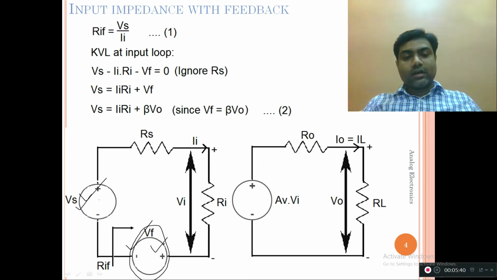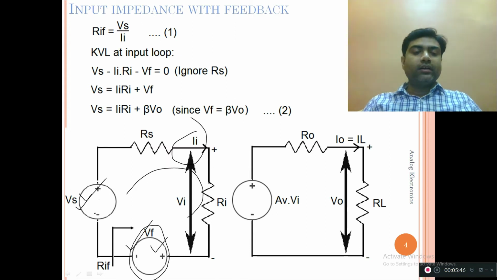Likewise, how can you find out that this is II, the input current which is flowing across this loop? It is entering from the minus terminal of the voltage, and here it is entering towards the plus terminal of the voltage. So we can say that Vs and Vf are in opposite polarity. So this is the RIF equation. RIF is the input impedance.